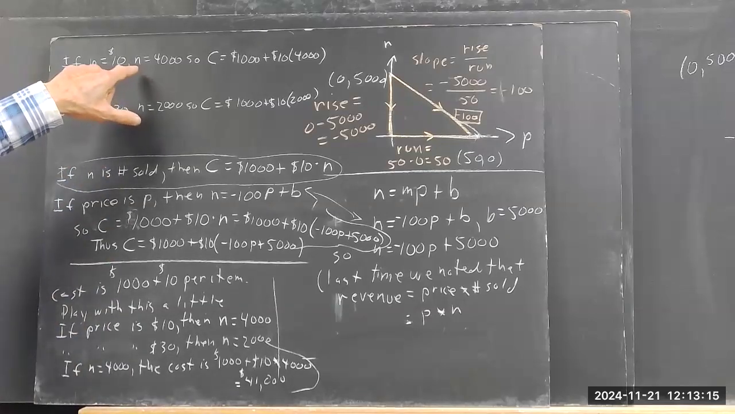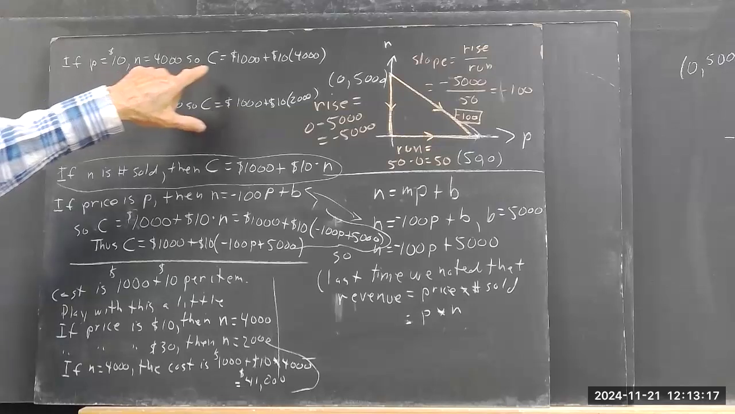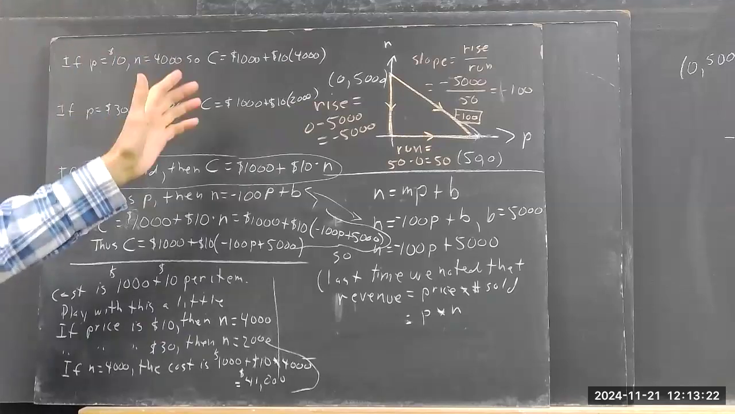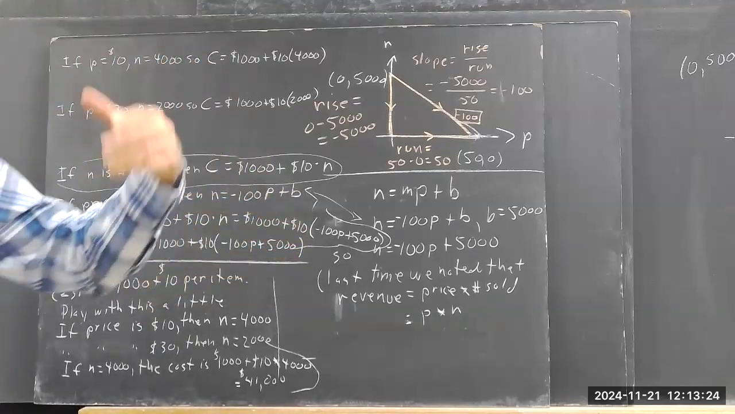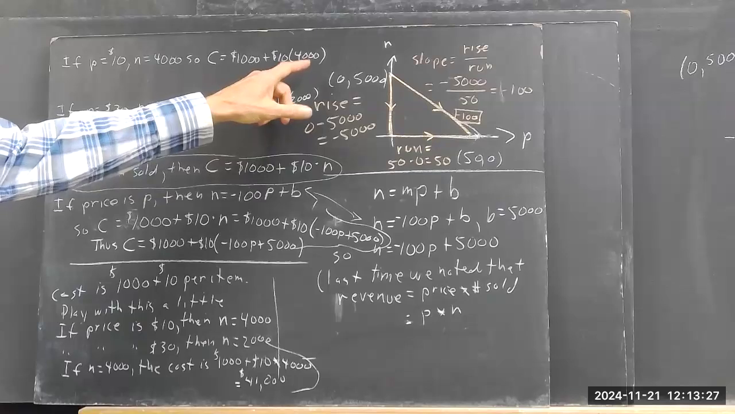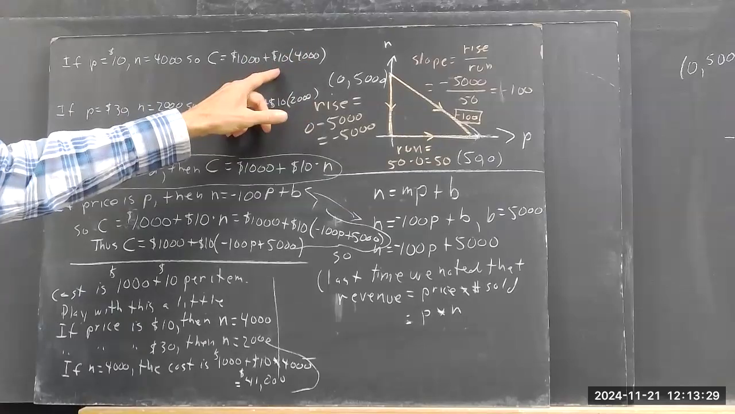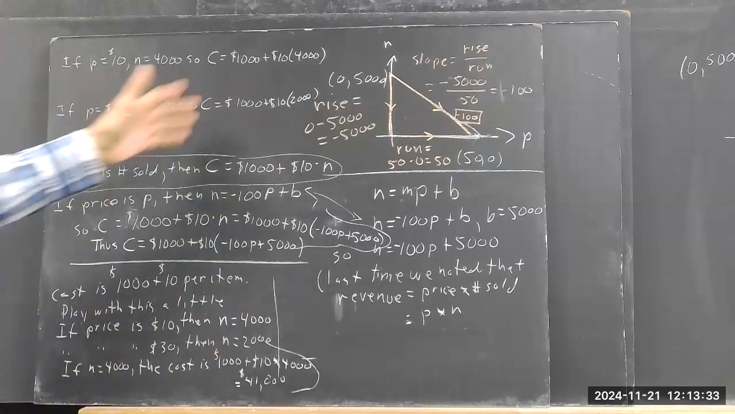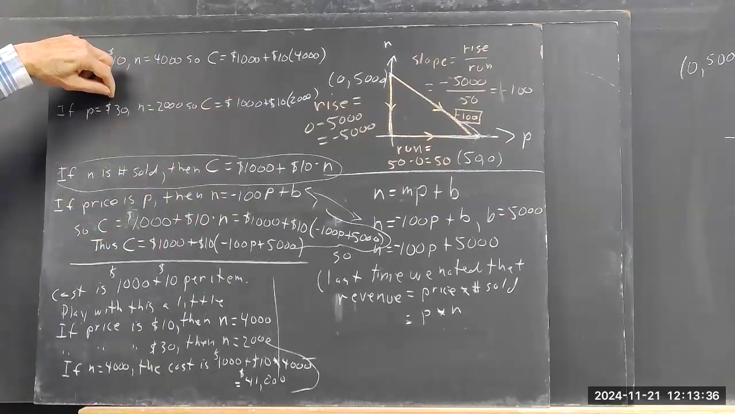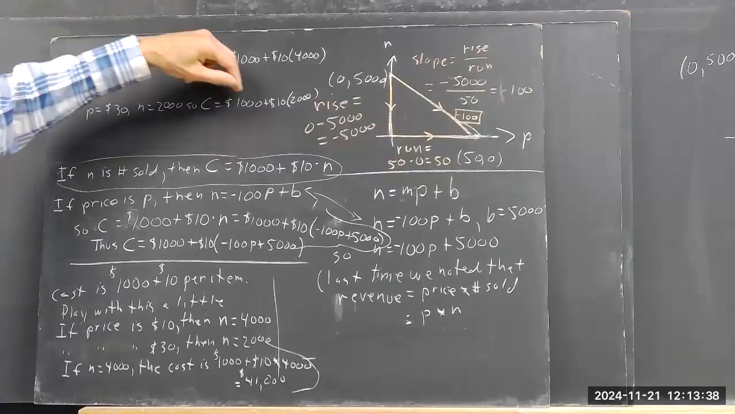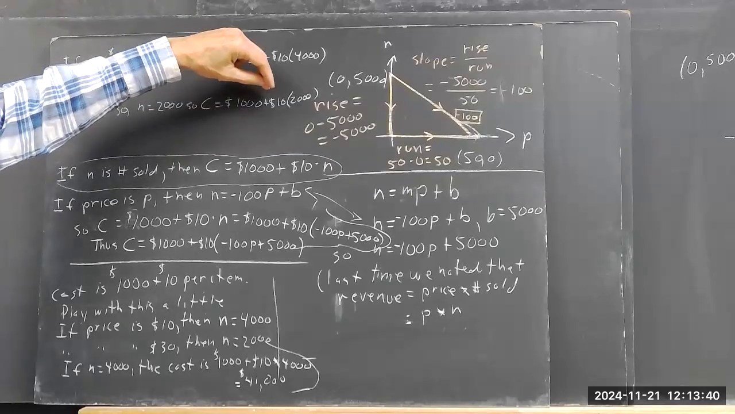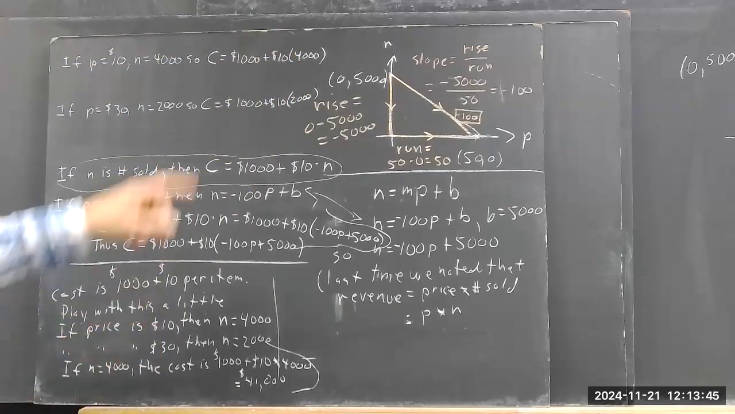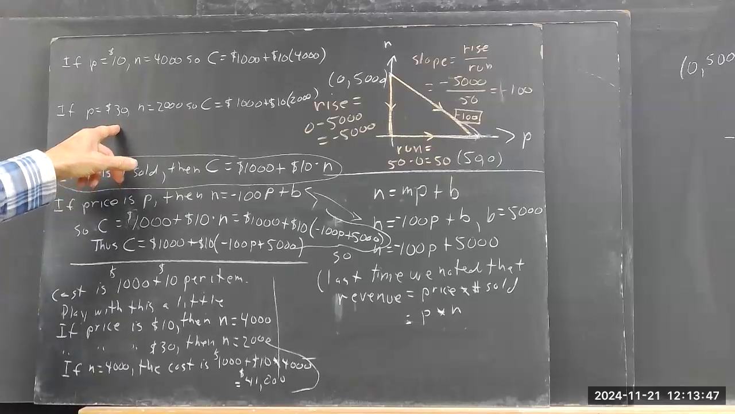If the price is $10 and it's 4,000, so the cost being $1,000 plus $10 times the number you sell, $10 per item. If you manufacture 4,000 items, then you're going to have $10 times 4,000. And we've been over that. I'm pretty sure that came out. If the price is $30, then the cost is going to be $1,000 plus $10 times the 2,000 items you manufacture if you charge $30.